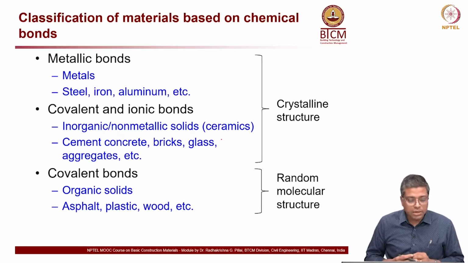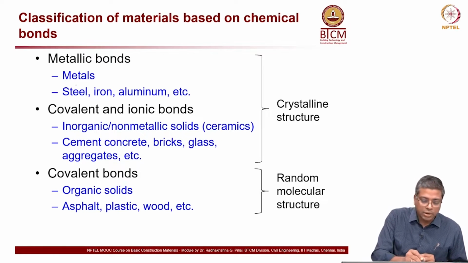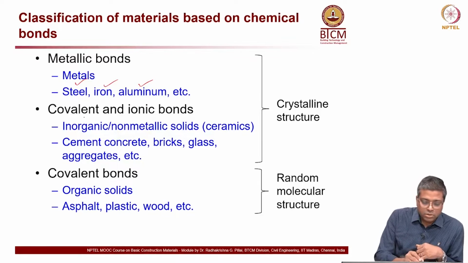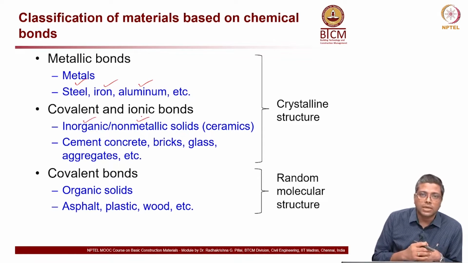For example, as you see here, the three major types of bond: metallic bond, covalent and ionic bond, and also covalent bonds alone. In the metallic bonds, of course, we have metals, the typical metals which we use in construction: steel, iron, aluminum, copper, etc. Okay. And covalent and ionic bonds are mainly present in most of the inorganic or non-metallic solids like ceramics, and concrete is one very good example of a ceramic material, bricks, glass, aggregates, all this.